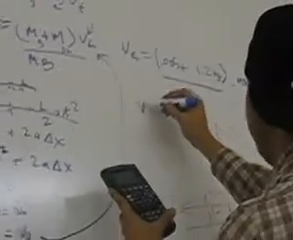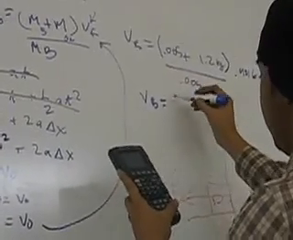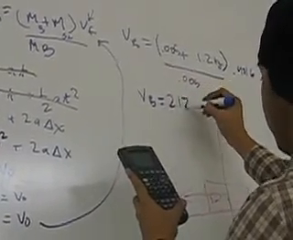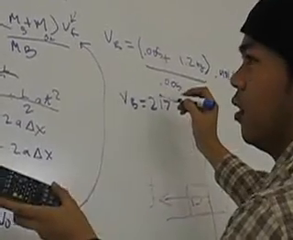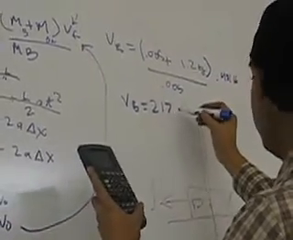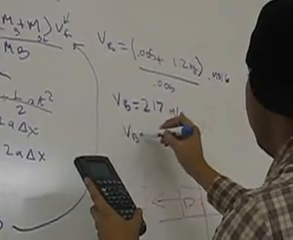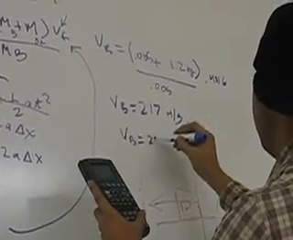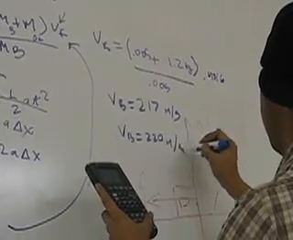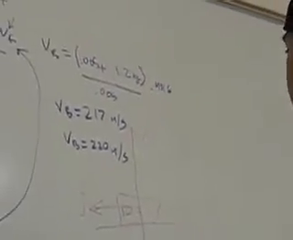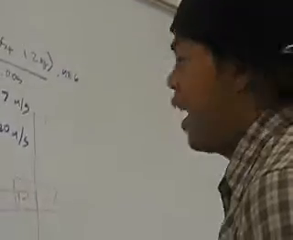So the velocity of the bullet should be 217 meters per second, but with sig figs, it should be just like 220 meters per second. Which makes sense because the bullet travels super fast.